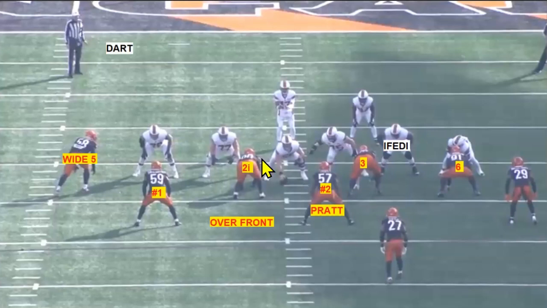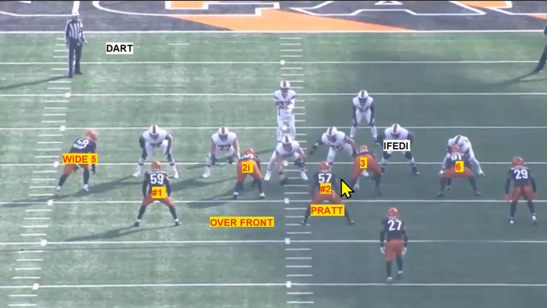You get a 2-eye, which is kind of like inside the guard, but he's a really tight 2-eye, we like to say, because he's tight to the center. So he could be a 2-eye, a gap player, or a shade, but you treat him the same. Then you have a 3 technique, which is outside the guard, Batonio. And then Henderson's going to be head up on Njoku. Again, like I said, the Browns are going to run dart against an over front.